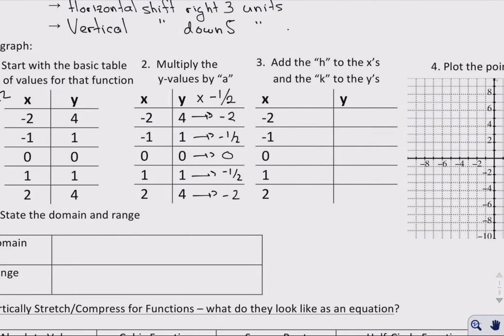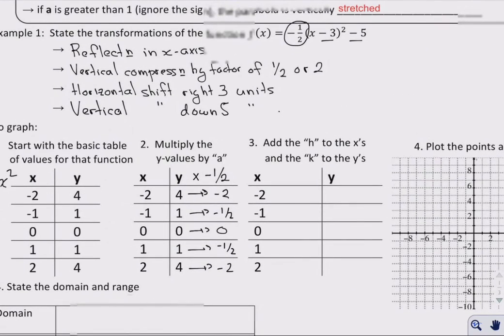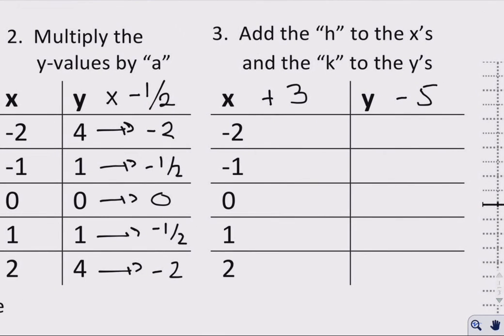Step number 3, repeat from yesterday. We add the h to the x's and the k to the y's. So in this case, I'm going to have a +3 and then a -5 to get to the k values. What does that do? Well, the -2 becomes 1. The -1 becomes 2. The 0 becomes 3. The 1 becomes 4. The 2 becomes 5.